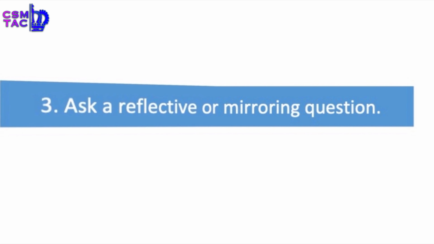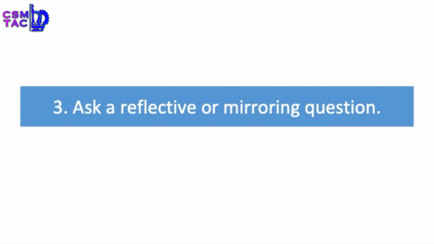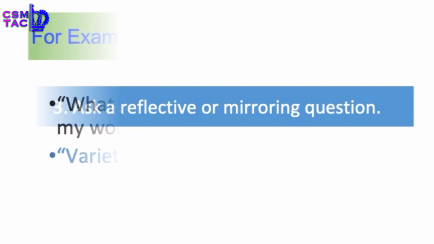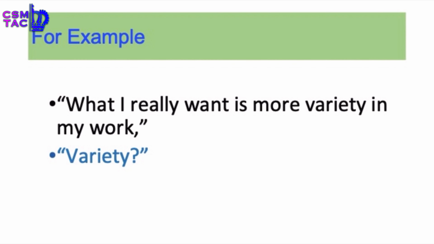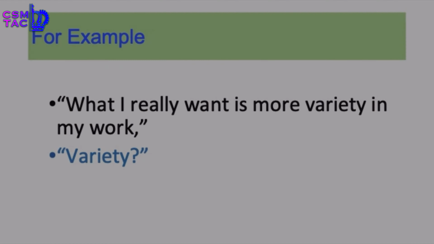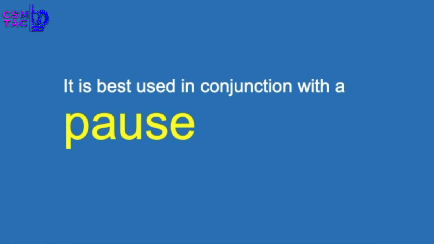A third way is to ask a reflective or mirroring question. For example, the person has just said, "What I really want is more variety in my work." And you may respond by just reflecting back to them, "Variety?" The reflective question usually provides you with an expanded answer without you appearing to ask more questions. Of course, it is best used in conjunction with a pause. Reflective questions or statements focus on clarifying and summarizing without interrupting the flow of the conversation.